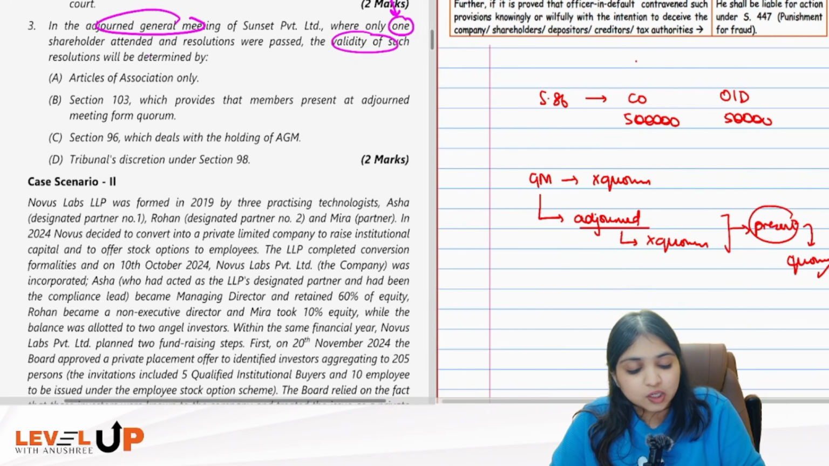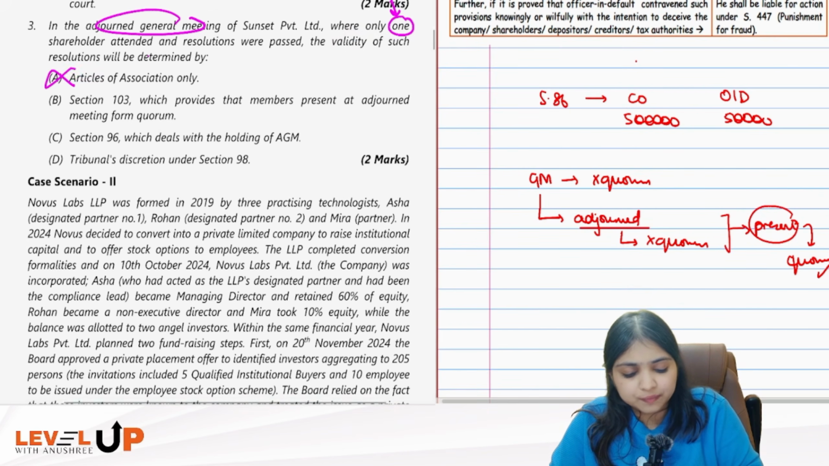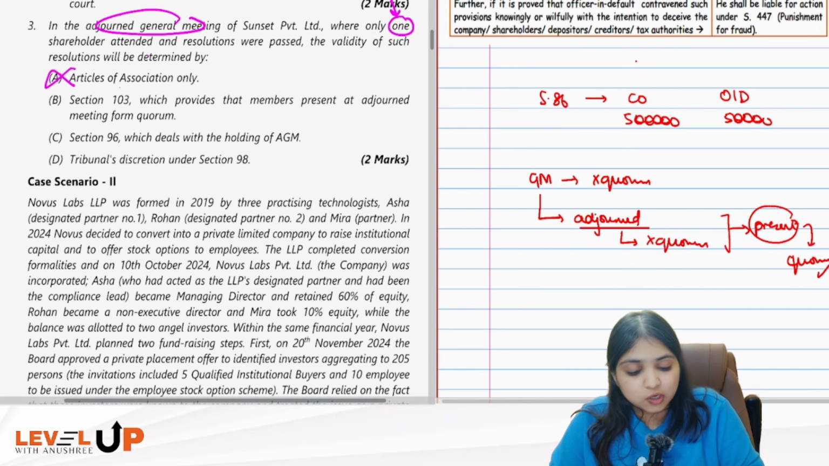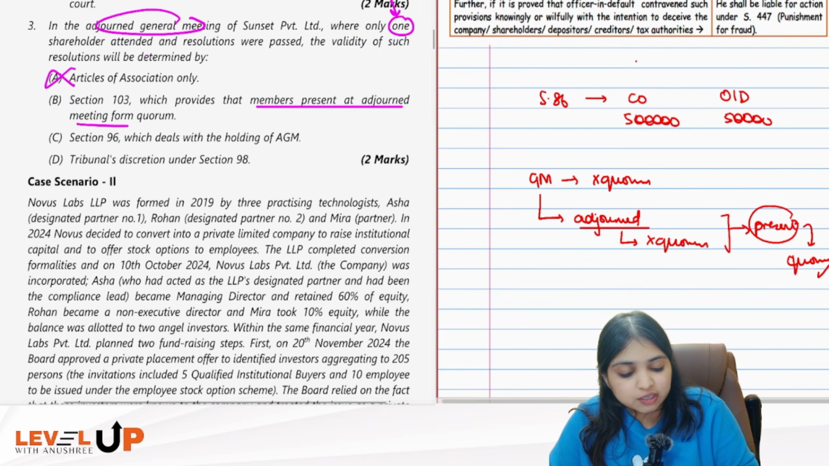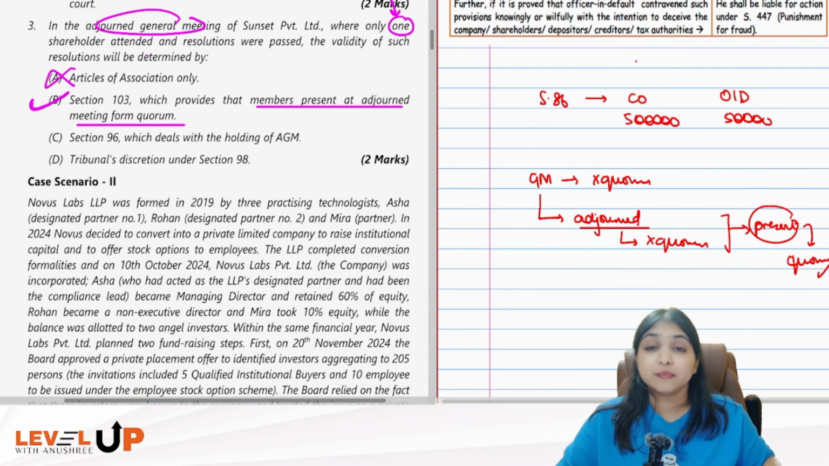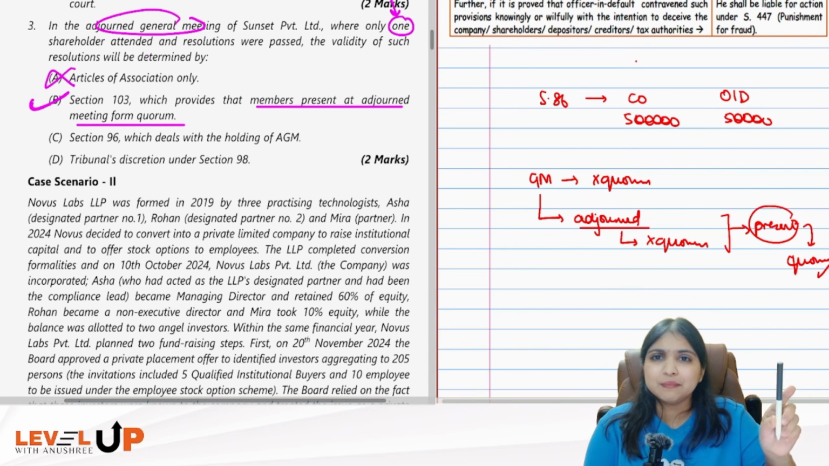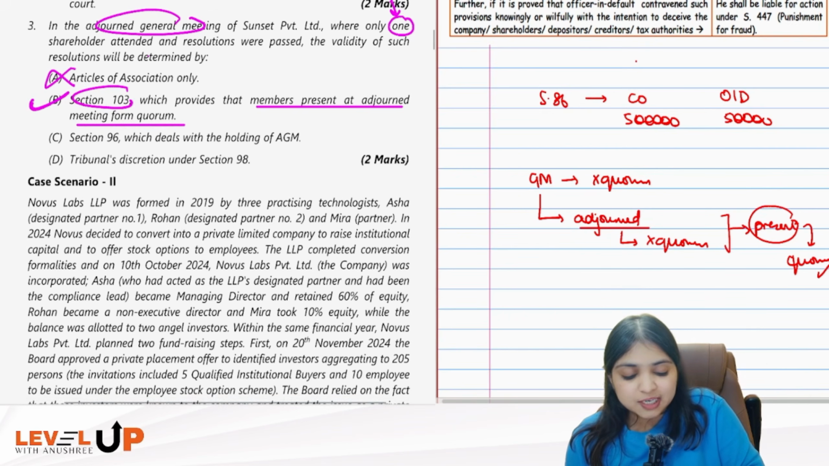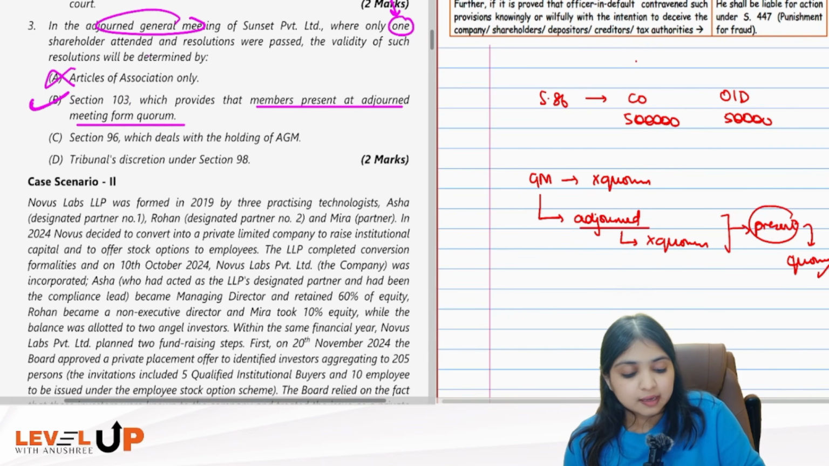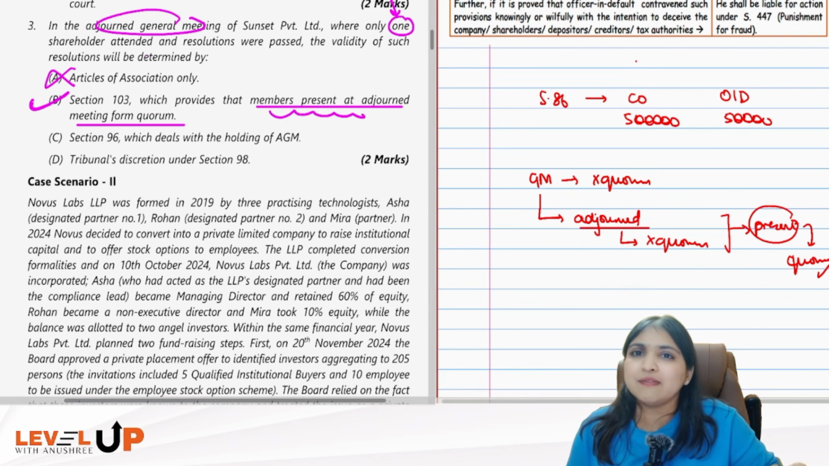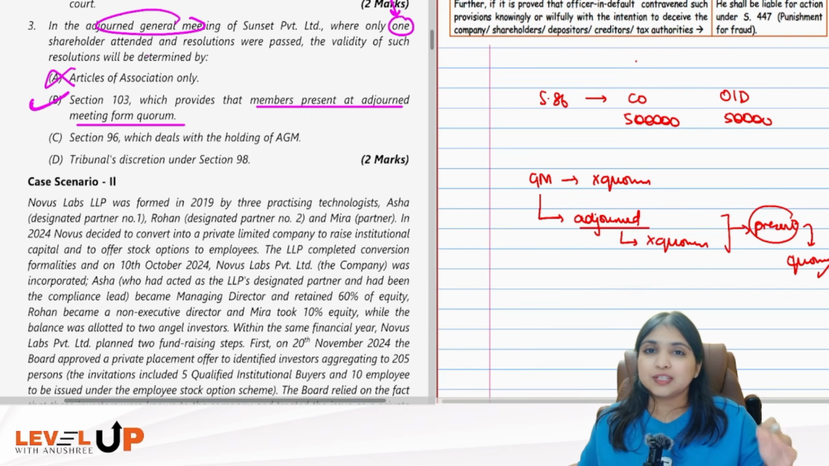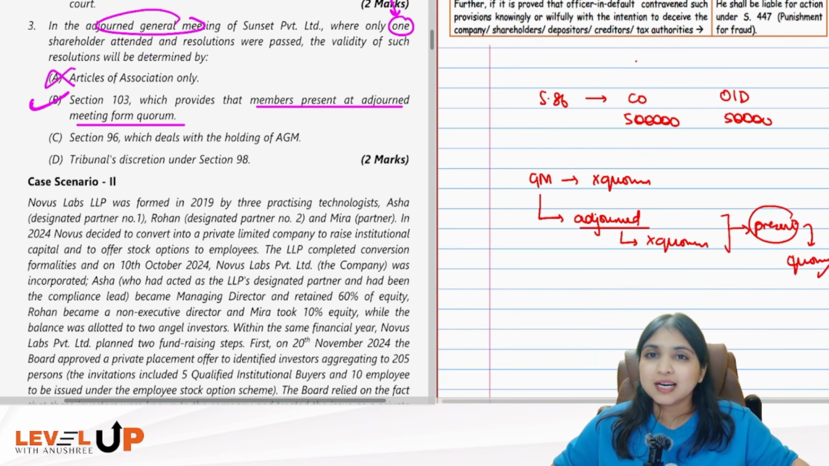So, the validity of the resolutions will be determined by AOA? No. Section 103. 103 is a quorum section which provides that members present at an adjourned meeting form the quorum. Option B. So, in the adjourned meeting, if only one member is present, it is fine. As per section 103, in an adjourned meeting, whoever are the members present, however many members are present, they will constitute the quorum and we can validly transact business in the meeting.